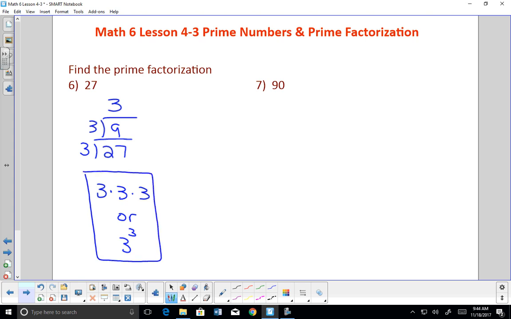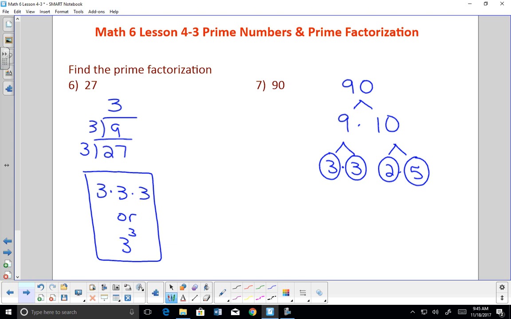Prime factorization of 90. I'm going to use the factor tree for this one, just because I think factor tree is a little harder for people to follow at the beginning. Okay, 90. I know that 9 times 10 is 90. Neither one of those are prime, so I'm not going to circle either one of them. 9 is 3 times 3. Both of those are prime, so I will circle them. 10 is 2 times 5. Both of those are prime, so I will circle them. I now have 90 broken down so that all the branches are only prime numbers.